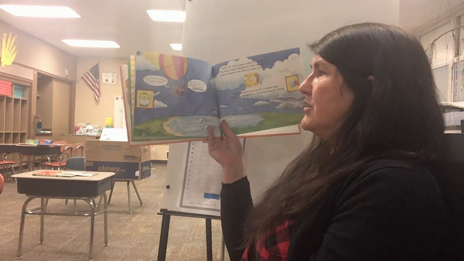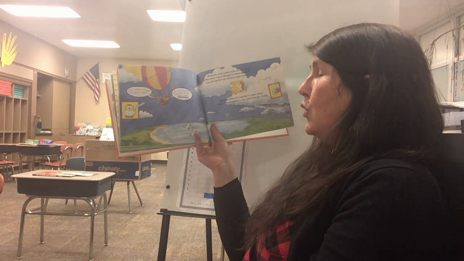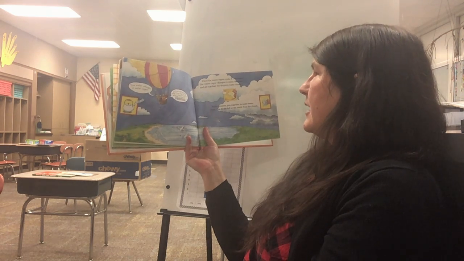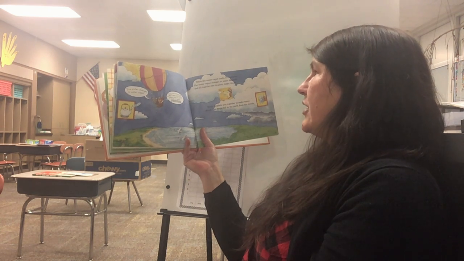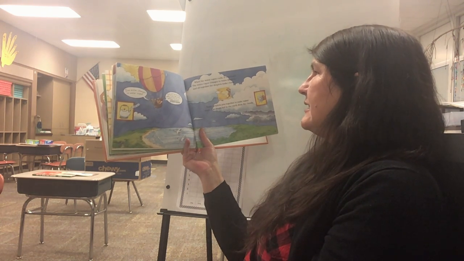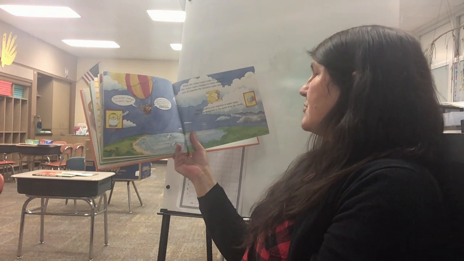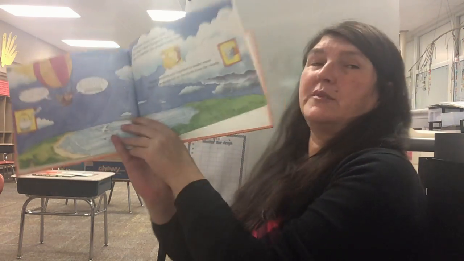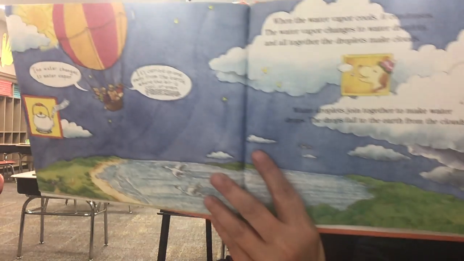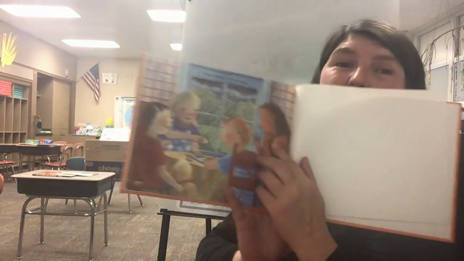The water changes to water vapor. It is carried up and away from the earth, where the air is cool or even freezing. When the water vapor cools, it condenses. The water vapor changes to water droplets. And all together, the droplets make clouds. Water droplets join together to make water drops. The drops fall to earth from the clouds. Once more, it is raining.